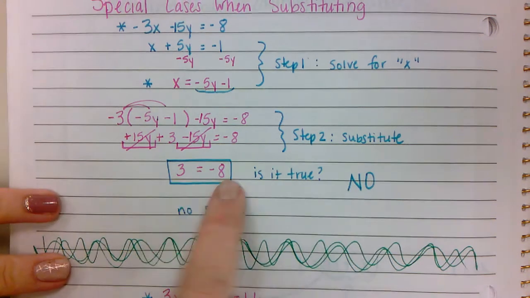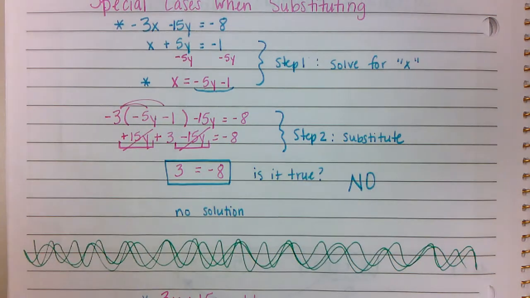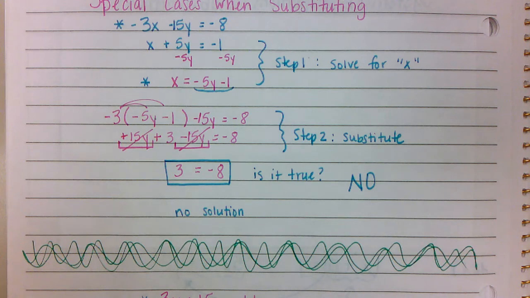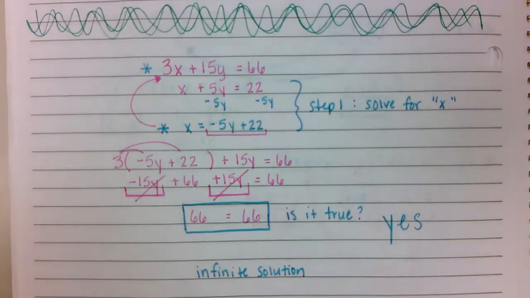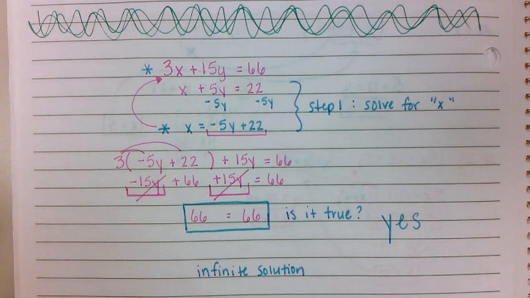Some of them will end up having this happen to you where all the letters get canceled out and you have a number equal to a whole different number, and that's not true, so that would be no solution. And some of them will be like this, where you plug everything in, and once you've substituted and you start solving, the letters cancel and you're equal to a number set equal to the exact same number, which is true. So you have no solution, infinite solution, and one solution, and you're able to see that by substitution, which is a different way to solve systems versus graphing. So this is the algebraic way.